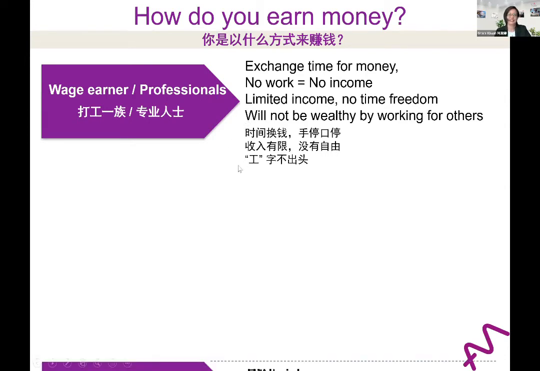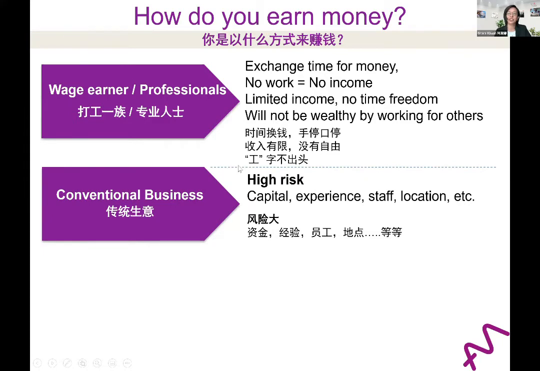Next, okay, next is conventional business. I think most of us are very familiar. Conventional business can be things like setting up a shop, setting up a company to produce stuff. So conventional business risk is very high, right? You need capital. You need to have experience. You can't open a restaurant and not know how to cook, and just rely on your staff. Yes, you can do it, but you'll be at their mercy. If they don't turn up, what are you going to do? Can your restaurant continue to operate when your head chef doesn't come?